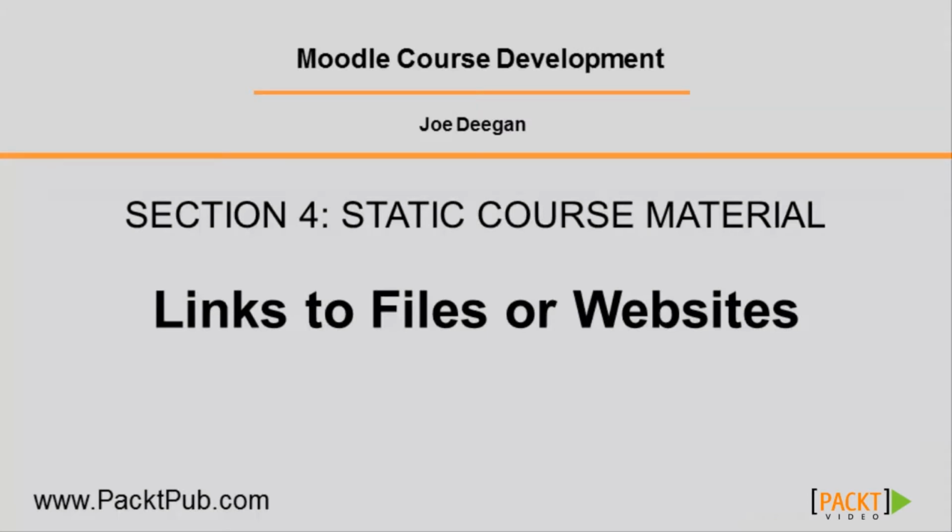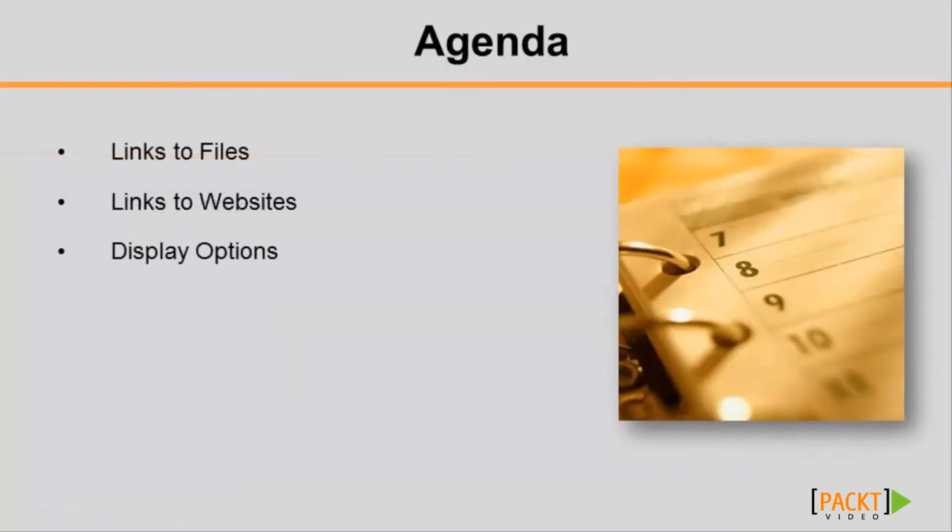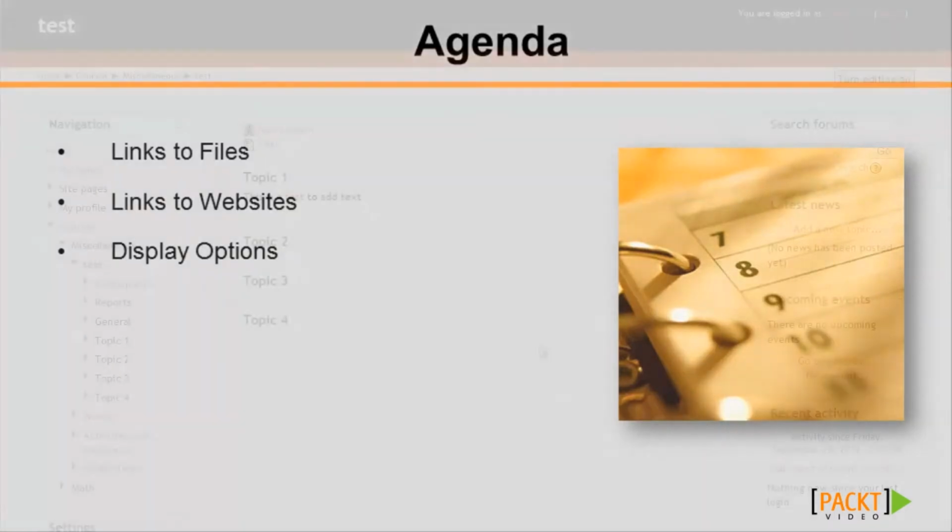In this video, we'll cover how to make resources such as links to files or web pages available to your students. Now that you've got your course site created, you can start adding some content for your students. In this section, we'll start off with the basics by using the Add a Resource or Activity option to add links to files or web pages on your course site.